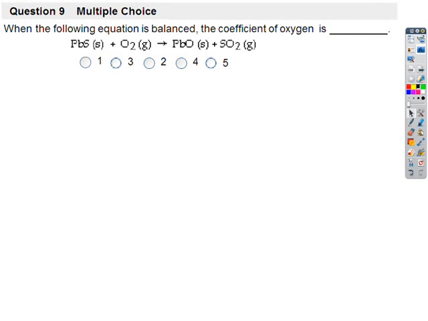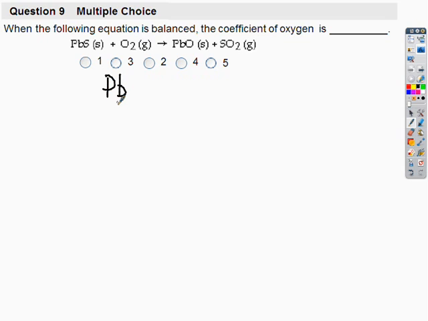Okay, a balancing equations problem. When the following equation is balanced, the coefficient of oxygen is what? Let's make us a little chart here so we can keep up with what's going on each side of the equation.